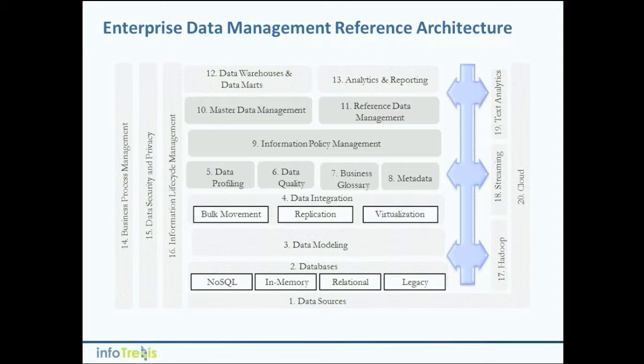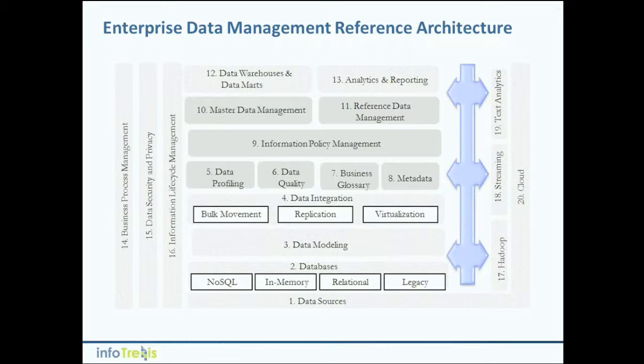So bulk movement of data, so ETL, so PowerCenter from Informatica or DataStage, replication technologies, and virtualization. And then we go from 5 through 11, which we consider to be core to data governance. So we've got the data profiling tools, data quality tools, glossary and metadata. And then, of course, Veriscope falls squarely within number 5 and number 6. Some of the IBM InfoSphere tools also complement 5 and 6.